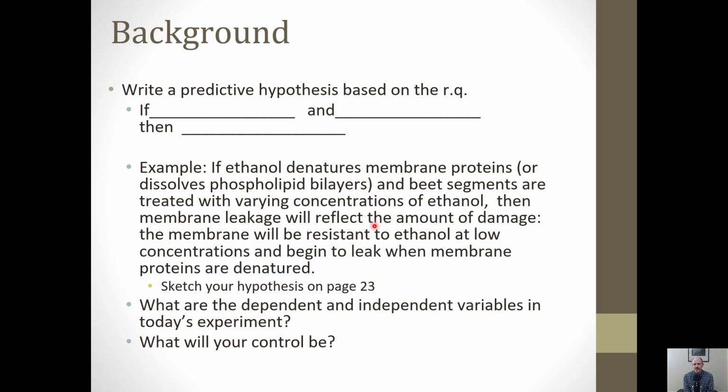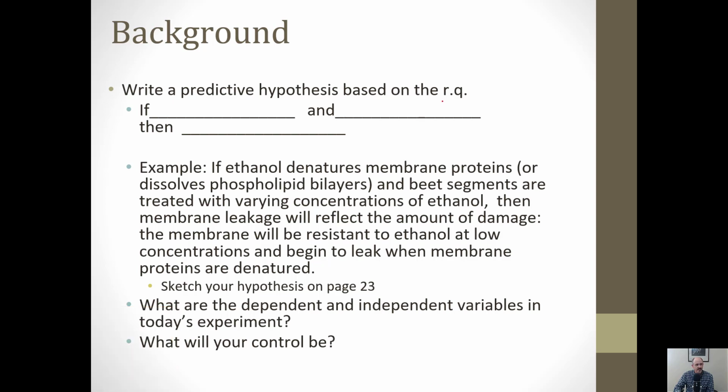But if you read the manual, you'll know that beets can produce their own ethanol in anaerobic conditions. That's background for your lab report right there. And so if they make their own ethanol, that probably means they're resistant to a little bit of it. Otherwise, they would kill themselves when they make ethanol, right? Their membranes would come apart. So we have to use logic, have to use background information to make a prediction that takes all of that into consideration. And what you might want to do then is sketch your hypothesis on page 23 of your manual.